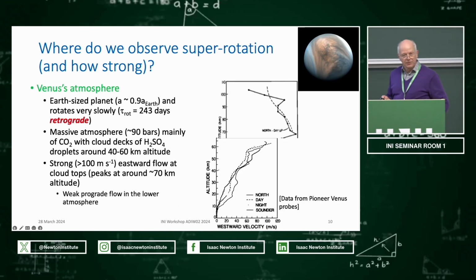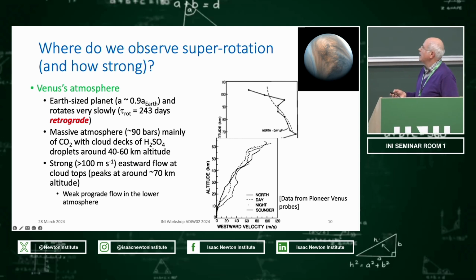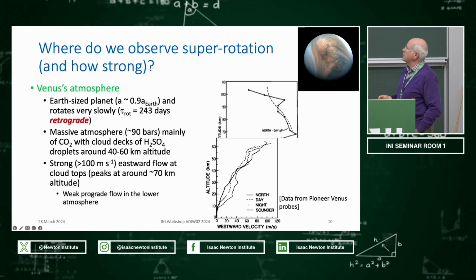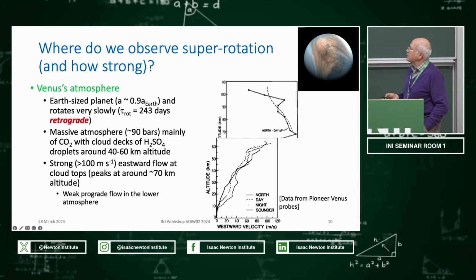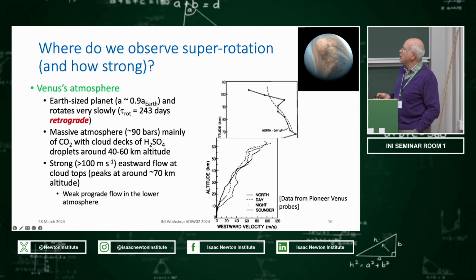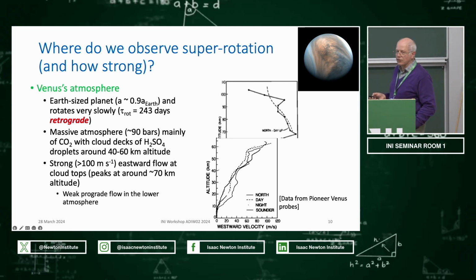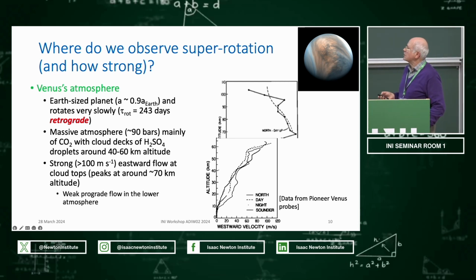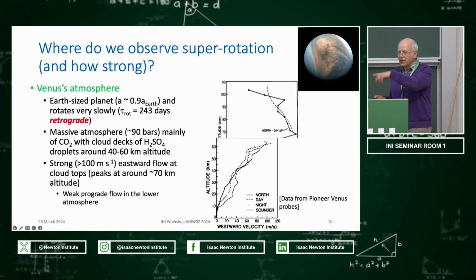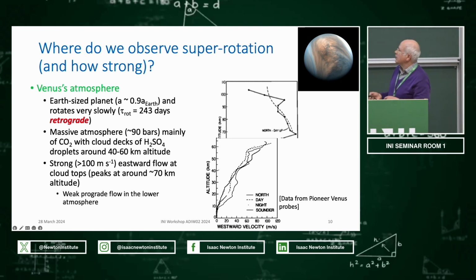If you think that's impressive, look at Venus. So Venus is an Earth-sized planet, something like 90% of the radius of the Earth. It's a rocky planet, and it turns out to rotate extremely slowly. It has a rotation period with respect to the background stars of about 240 Earth days. Not only that, it rotates backwards. So in other words, it rotates in the opposite sense to its orbital rotation.